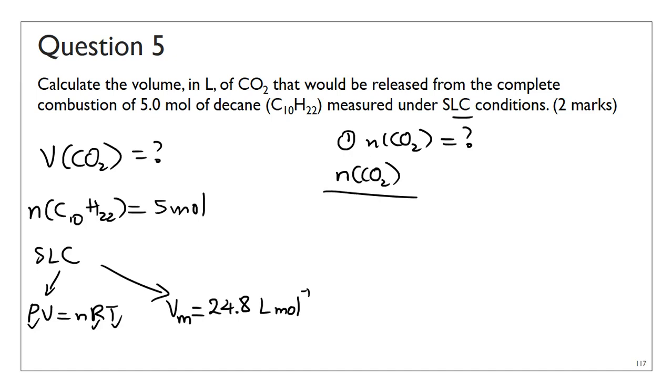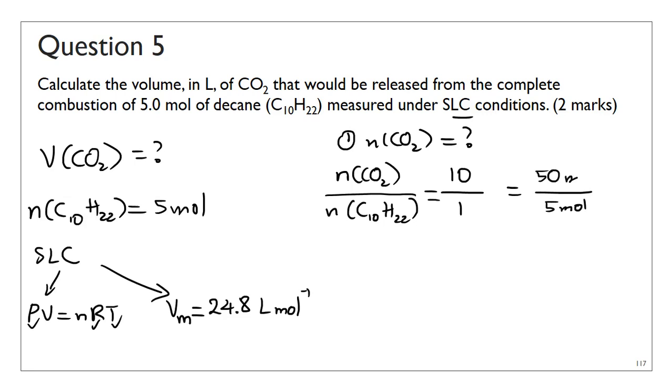You should be able to work out the ratio between carbon dioxide and the fuel just by looking at the formula of the fuel. So if there are 10 carbon atoms in the fuel, it means that for every mole of fuel that's burned, I'm going to get 10 mole of CO2, because basically the 10 carbon atoms will have to end up in CO2. So if you have 5 mole of the fuel, as in this question, you're going to release 50 mole of carbon dioxide as a result of that. So the number of mole of CO2 is going to be 50 mol.